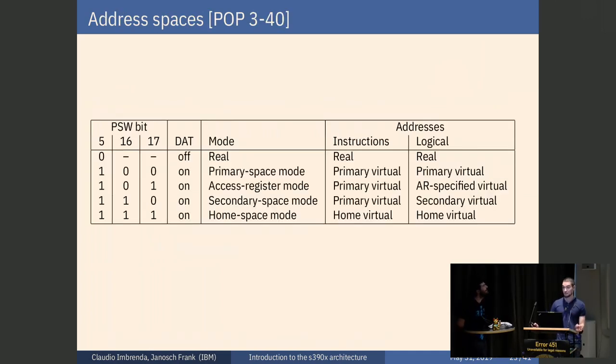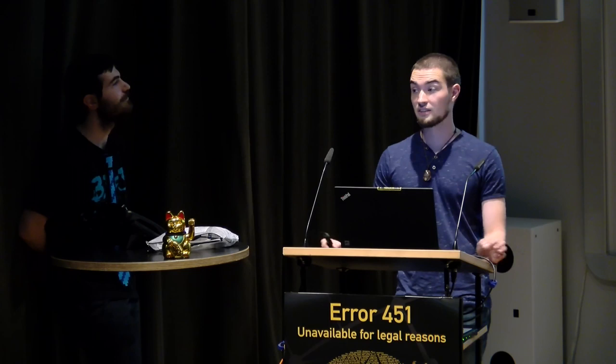So we have 3 address spaces. The first 2 are for user space, the primary space and the secondary space. The thing with the secondary space is instruction addresses come from primary space, but data comes from secondary space. And that's actually how the Linux VDSO is implemented. So it's quite nice to have a second data space where you can grab data from, which isn't in your primary space. And then we have the home space, which is basically kernel space. A user space program is not able to go into home space.